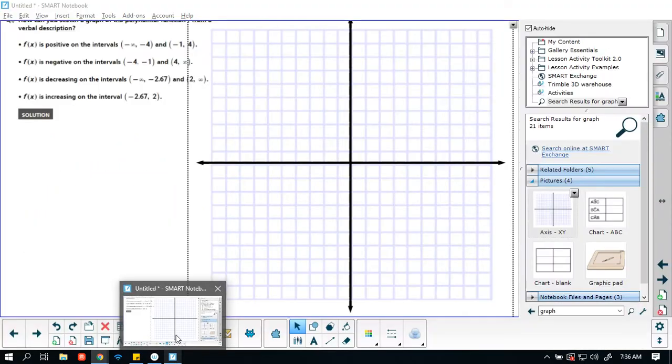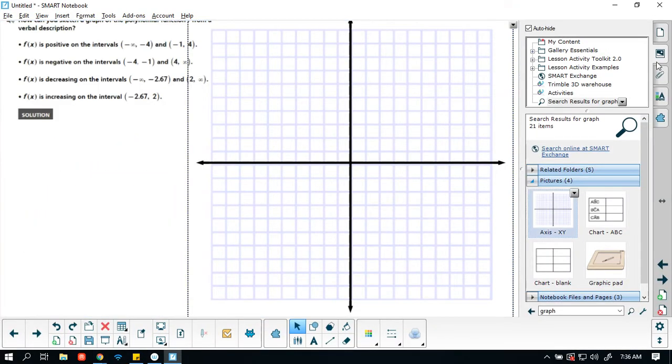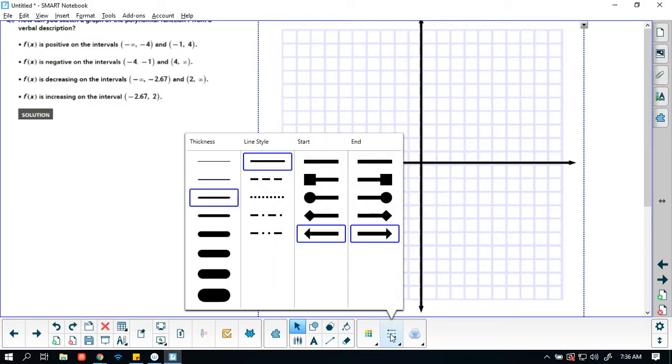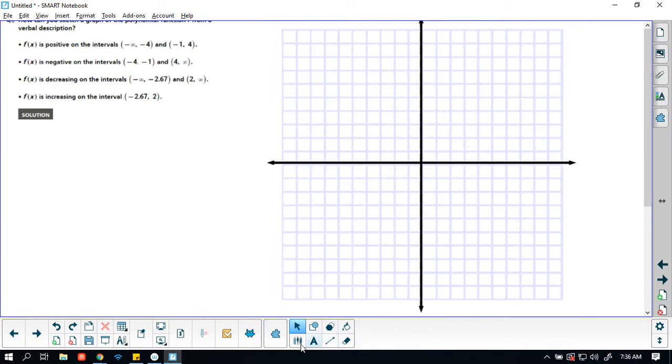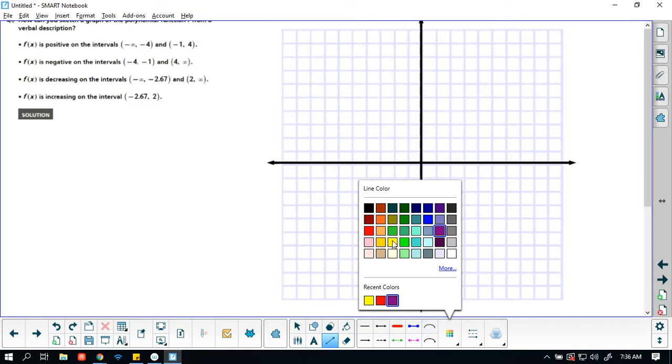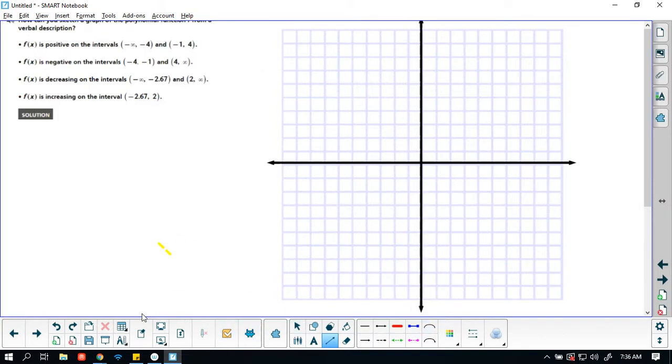So let's look at this. I have it nice over here. I pulled out a graph, and I'm going to first mark out my intervals. I'm going to get a line, and I'm going to make it dotted. And I'm going to mark out my positive and negative intervals with this yellow. I know it's a little hard to see, but I just wanted it in the background.